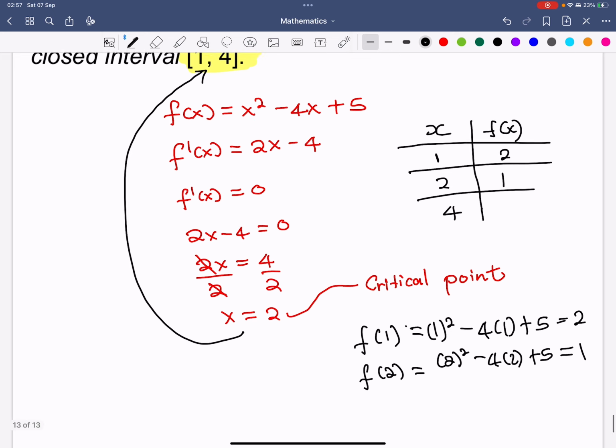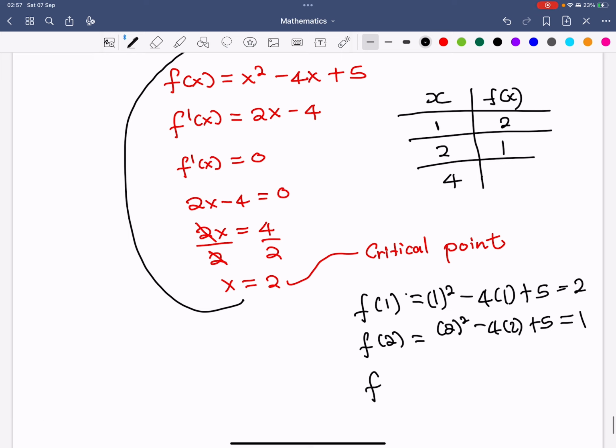And then the last part is f of 4 equals 4 squared minus 4 times 4 plus 5. What is this going to give us? So let's punch it on the calculator. It's 4 squared minus 4 times 4 plus 5. It's giving me 5. So yeah, we're done with finding the absolute extrema.